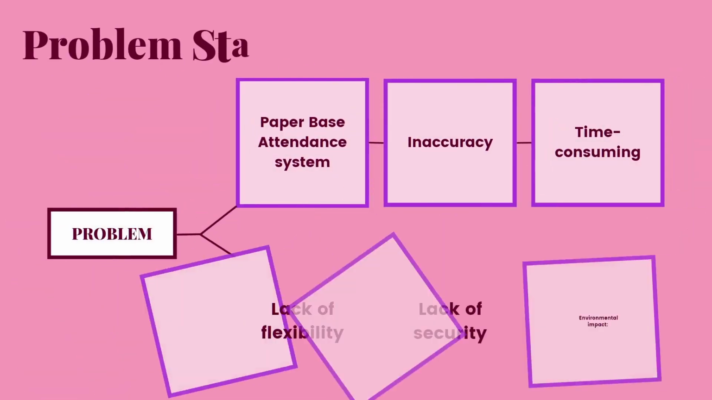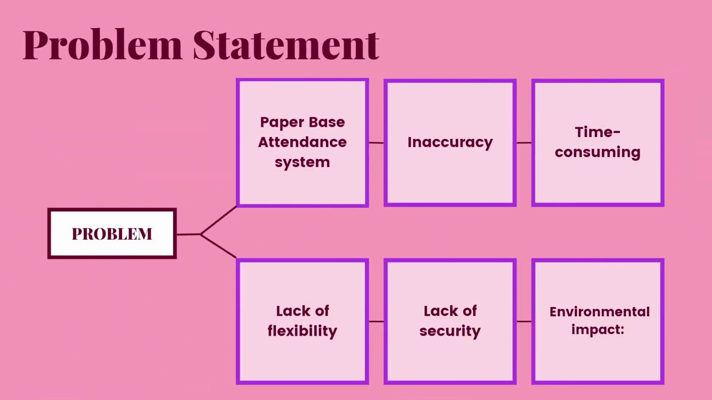Then we come to the problem statement that requires this project. In the classroom there is a paper-based attendance system, and a paper-based attendance system has a lot of problems. The first problem is inaccuracy. It is easy for attendees to forget to sign in or out, or for the person responsible for recording attendance to make a mistake. This can result in inaccurate attendance records. The next problem is that it is time consuming. Recording attendance manually can be time consuming, particularly if the attendance list is long.